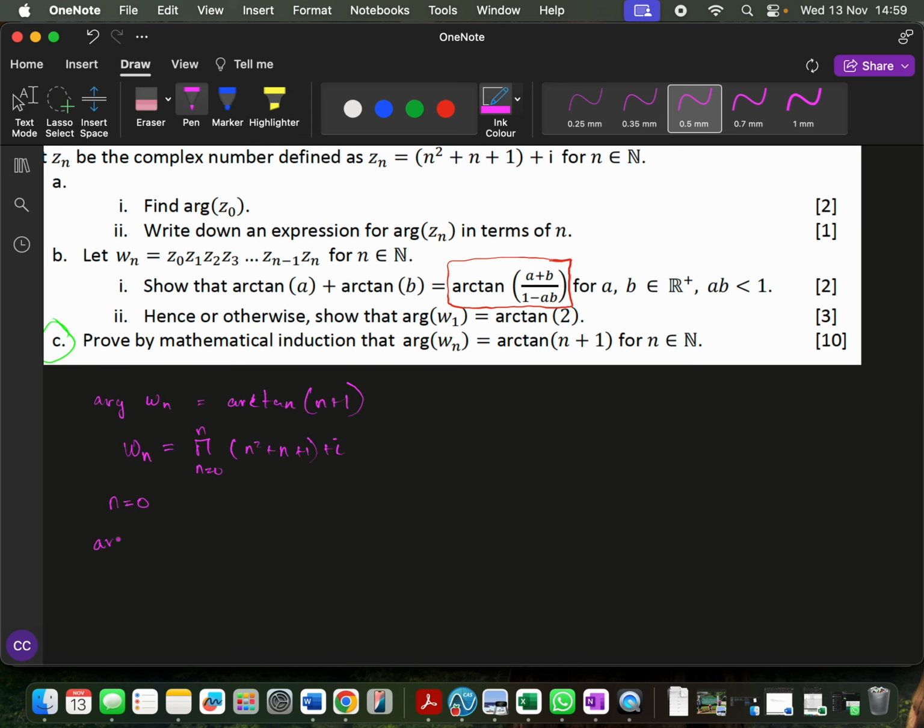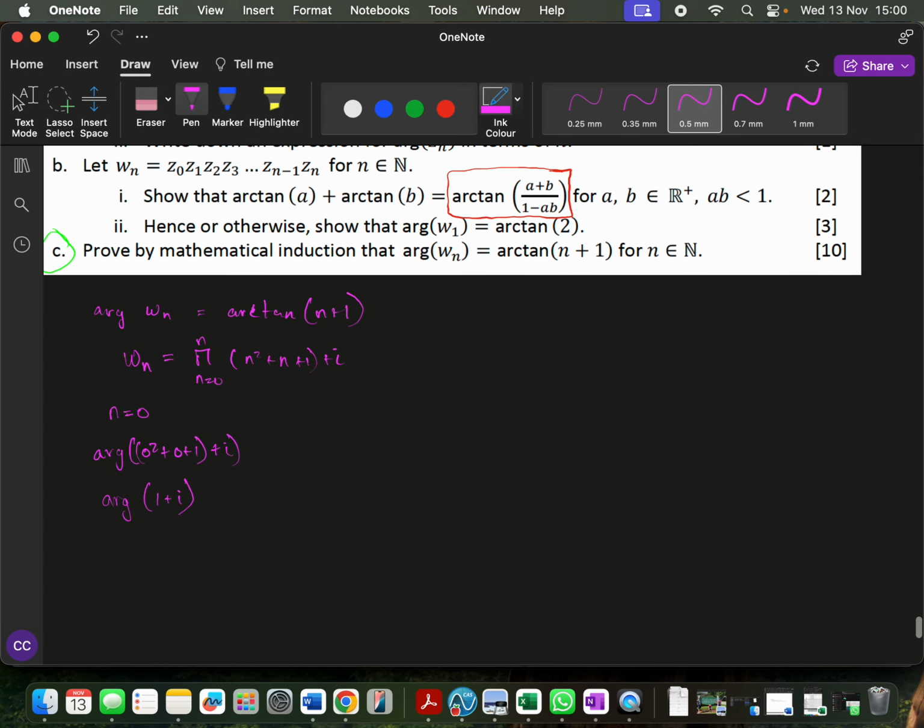up with the argument of 0 squared plus 0 plus 1 plus i. And if I did that, that would be the argument of 1 plus i. And that just turns into the arctan of 1 over 1, which is 1. And my other one would be the arctan of 0 plus 1, which is the arctan of 1. Those are equal to each other. We can stop there. We've done that.